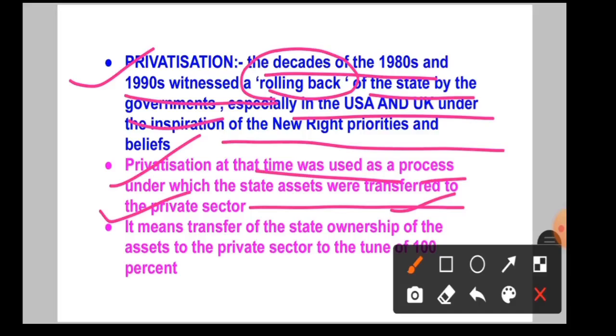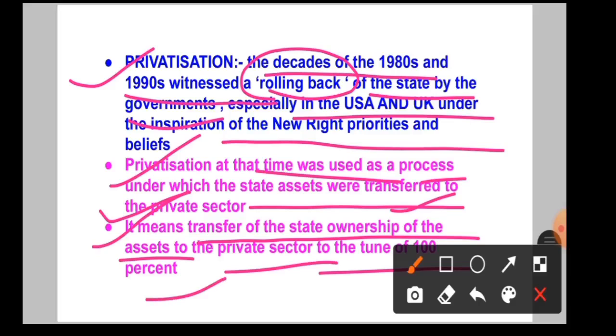That was witnessed in the 1980s and 1990s, remember. Privatization means, simply, the transfer of the state ownership of the assets to the private sector to the tune of 100%. Very simple: the state had to transfer ownership of its assets to the private sector. That is the circumstance, as the state had control over our economy.